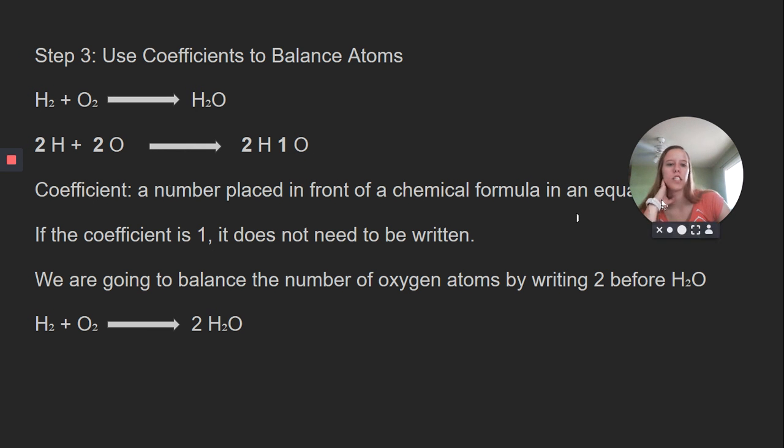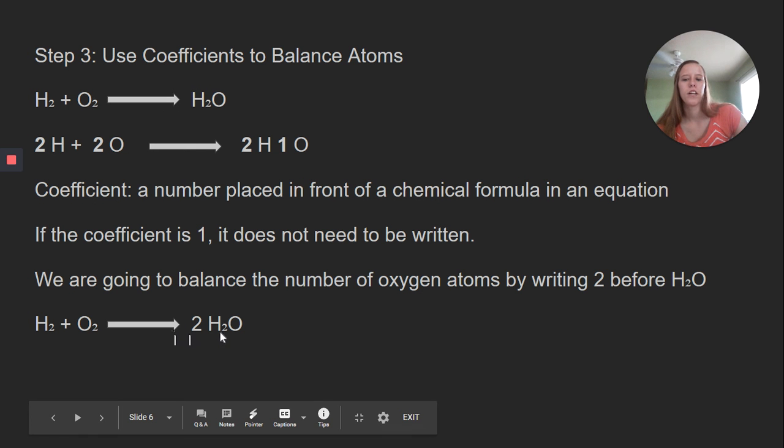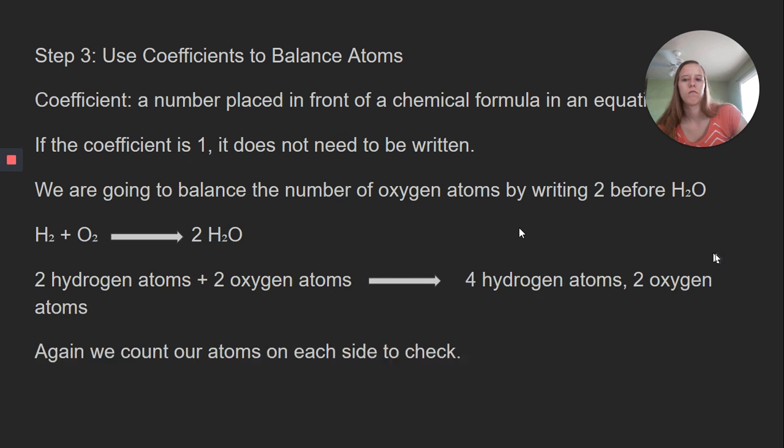A coefficient is a number placed in front of a chemical formula in an equation. If the coefficient is 1, it does not need to be written, so we have an understood 1 in front of all of these. We're going to balance the number of oxygen atoms by writing a 2 before the H2O. Then that gives us 2 oxygen atoms on each side. But it also gives us 4 hydrogen atoms, because you take the 2 that are already there for hydrogen times these 2, which is 4.